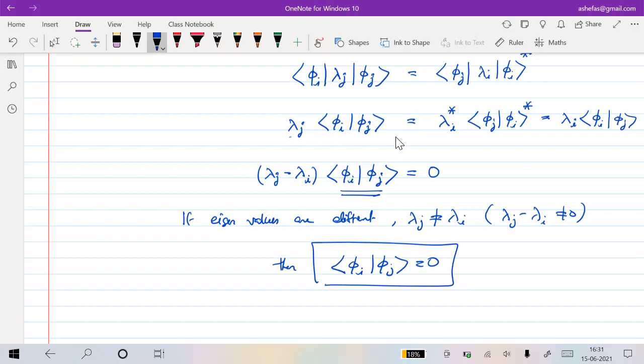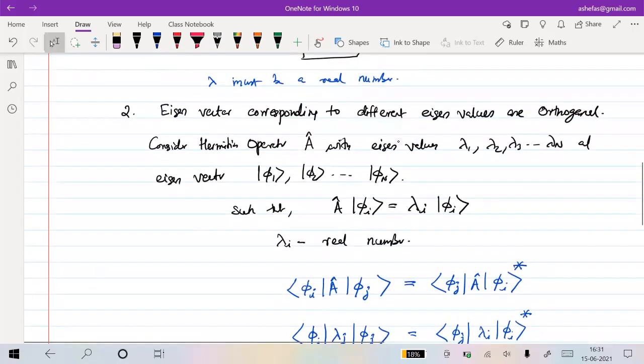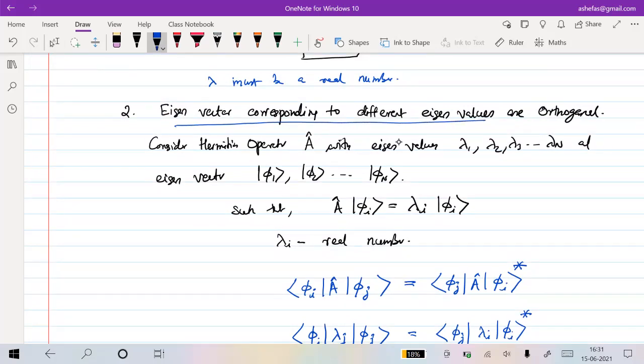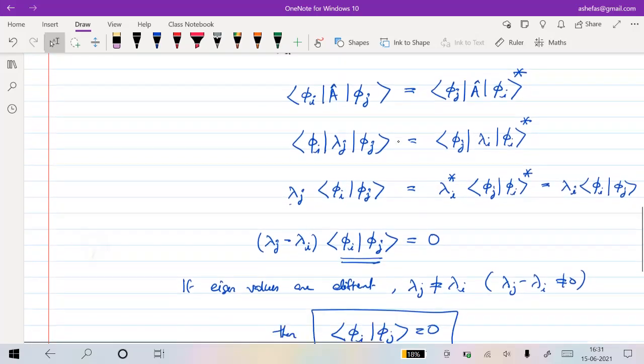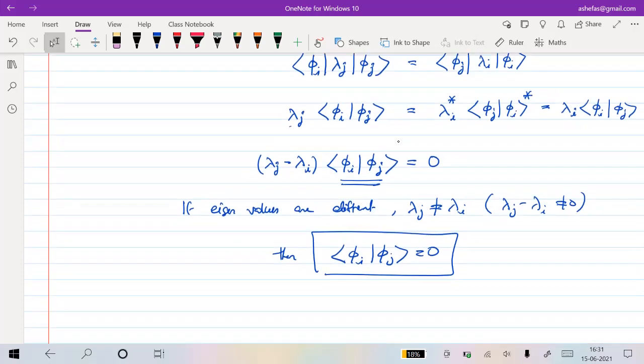Now again, recall these phi I, phi j are the eigenvectors of the Hermitian operator corresponding to the eigenvalues lambda j and lambda I. So this shows that the eigenvectors corresponding to different eigenvalues are orthogonal. So this is a very simple proof of the orthogonality condition of the eigenvectors of Hermitian operators.